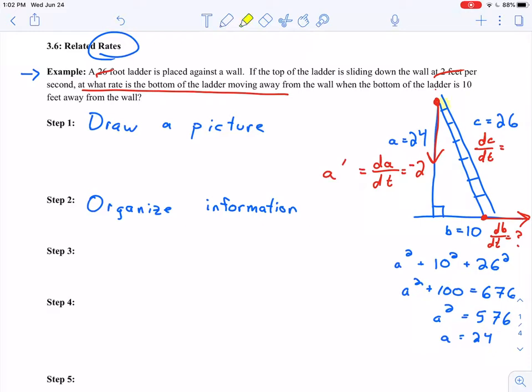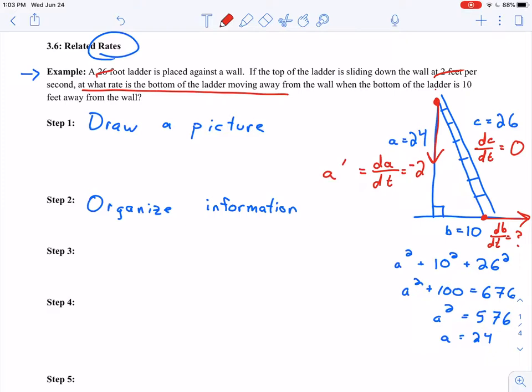dC over dt, this one's a little bit tricky. What is this? This is my ladder. So here, that's my ladder. For dC over dt, think about, is this side getting longer or getting shorter? Well, it's a trick question, actually, because it's not getting longer and it's not getting shorter. It's neither one. If it's not getting longer and it's not getting shorter, the rate of change must be 0. So that means dC over dt, or C prime, must be 0.